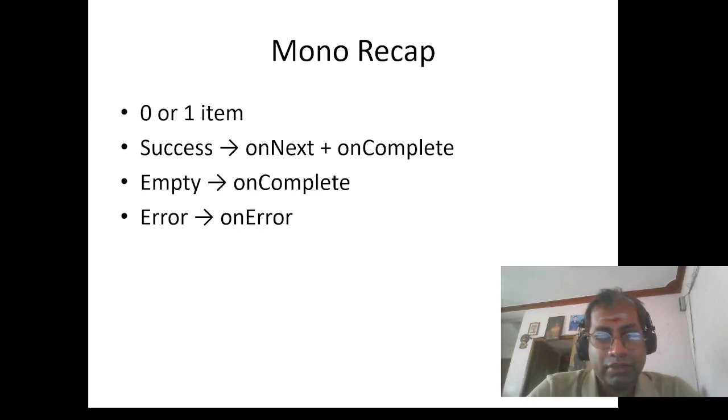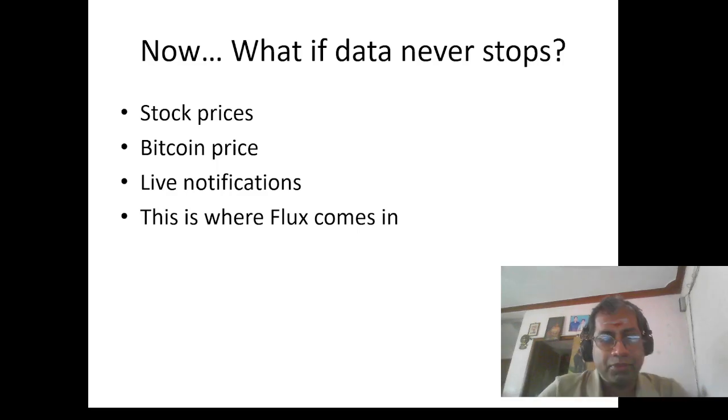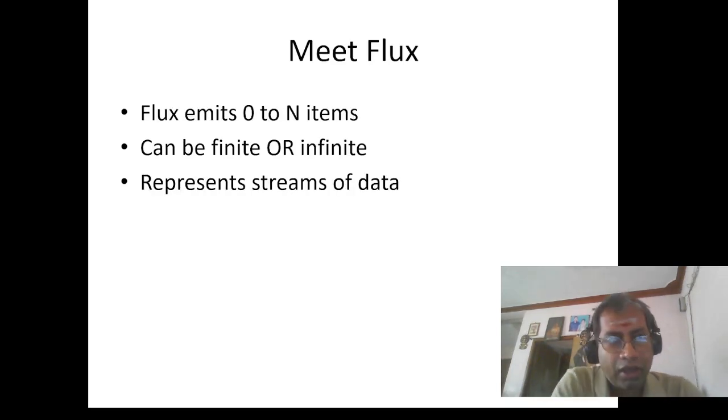Now think about this. What if the data never stops? For example, Bitcoin price. Every second it changes. So how do we handle something like that? That's where Flux comes in. Flux represents zero to many values, not just one result, but a stream of data.